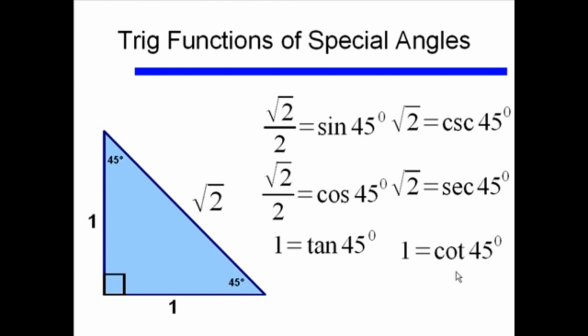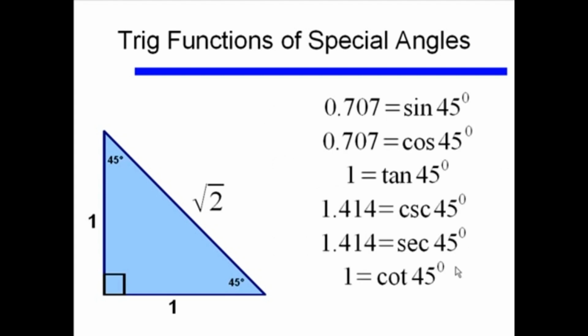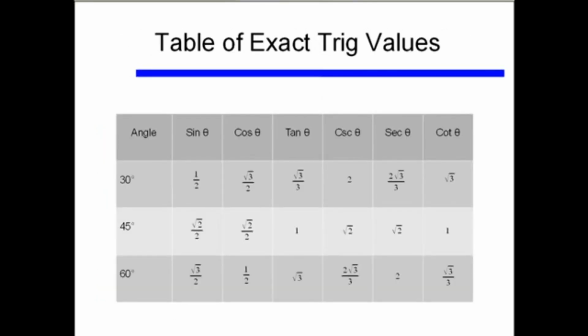Rationalizing the denominators, the sine of 45 degrees is square root of 2 over 2, as is cosine of 45 degrees. And if we wanted to round these numbers, then we find sine of 45 degrees and cosine of 45 degrees equaling 0.707, and the rest of the numbers are listed there. Here is a table of the exact trig values for 30 degrees, 45 degrees, and 60 degrees. As I said, it's very useful if you can have these memorized. I generally regenerate them each time by drawing the 30, 60, 90 triangle and the 45, 45, 90 triangle, or you can simply memorize this table.